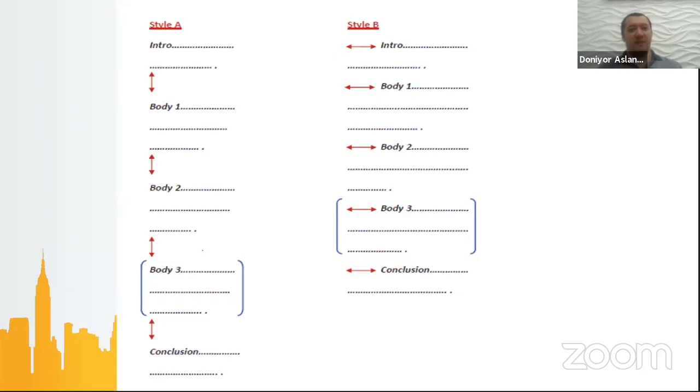But some candidates mix them together. Like style A, they leave some spaces in the intro part and they leave the space in the body part as well. No, we should leave space in one part of it, either like style A or style B. It also may cause 1 point losing. Please take it into account.